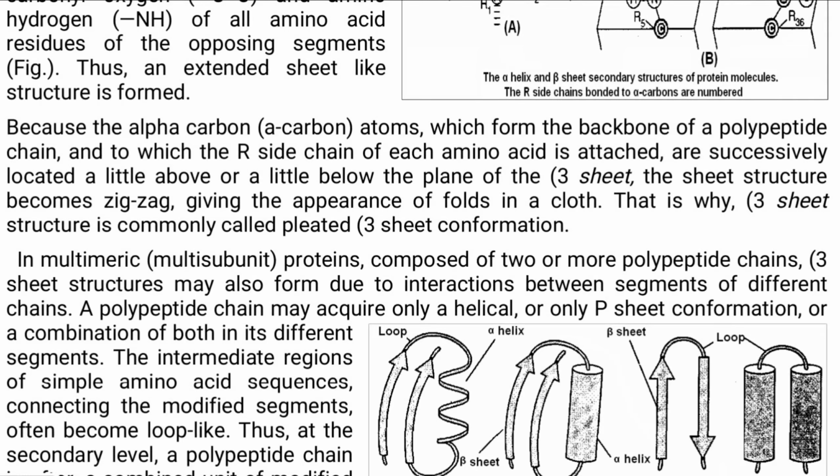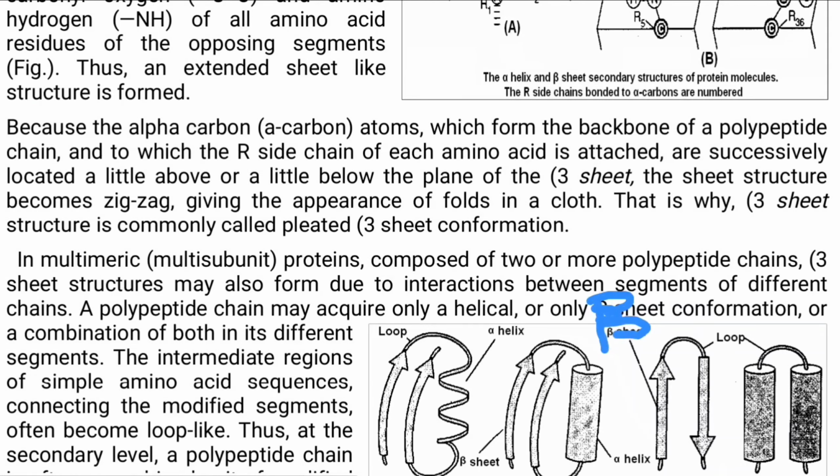Now, in the case of multimeric proteins, which means many different subunits are there, two or more polypeptide chains are linked together, and they are also formed due to the interaction between the segments of the chains. Here a polypeptide chain may acquire only a helical form, or only a beta sheet, or a combination of both, the alpha as well as the beta. Please do remember that this is beta.